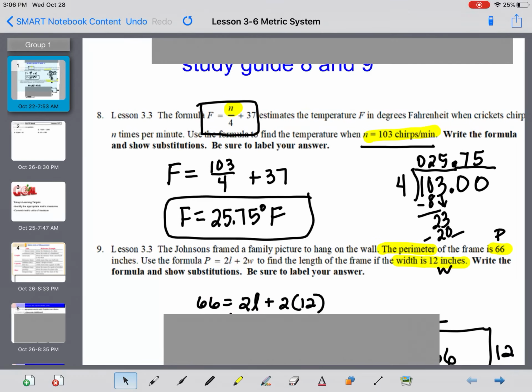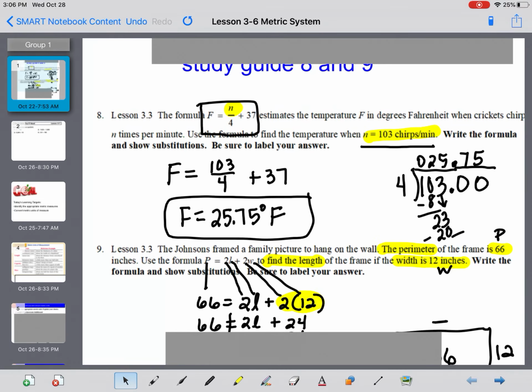First of all, 66 goes in for the P spot in the formula, and then equals 2 times L. We don't know what the length is. It says find the length, and then plus 2 times W. Now I need to solve, but before I can solve, I really need to simplify this 2 times 12 and rename that as 24, which is what I did here. Now I've got 2 times L plus 24.